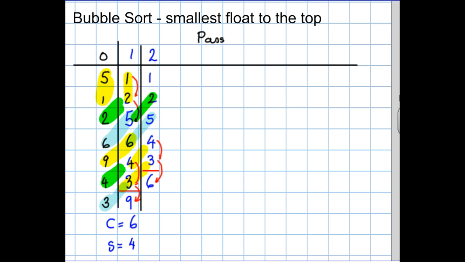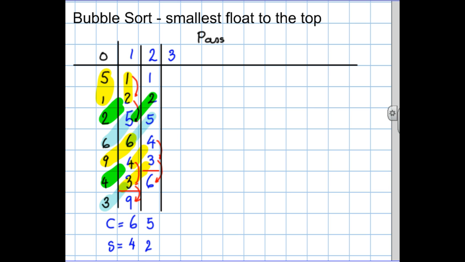So how many comparisons did it make? It made 1, 2, 3, 4, 5 comparisons. Notice the comparisons are 1 less in this instance. How many swaps did it make in this instance? It made 2. So let's look at our third pass.